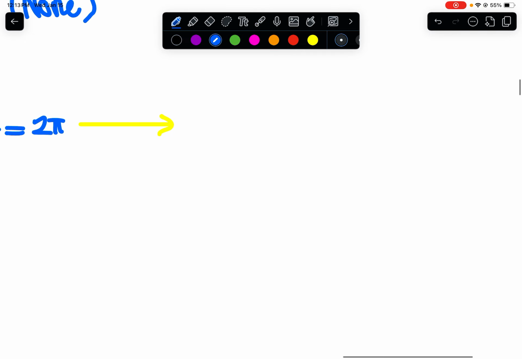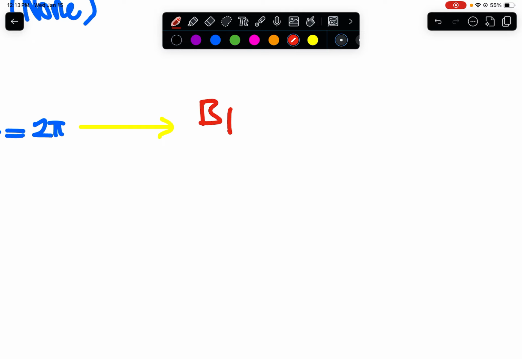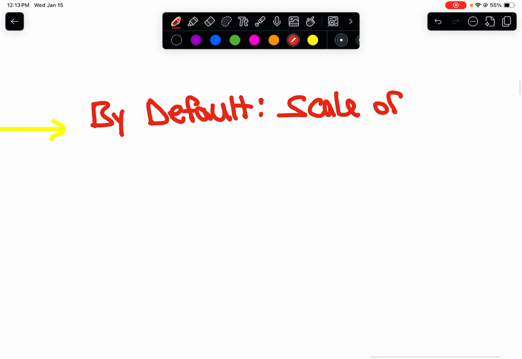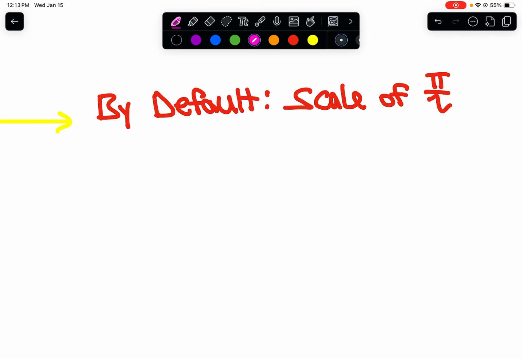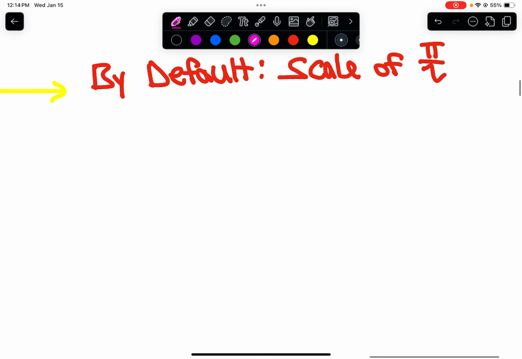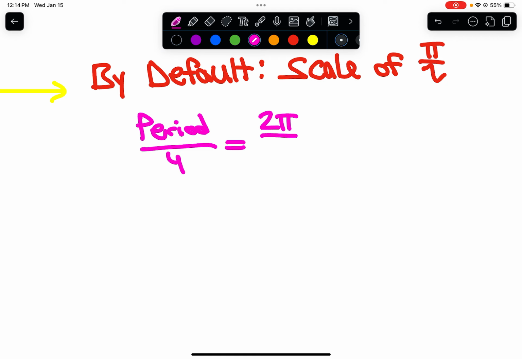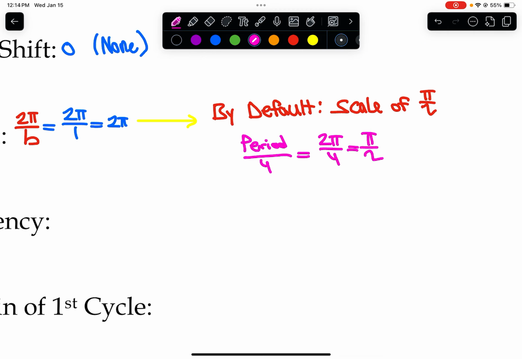So for your scale, by default, I recommend using a scale of just pi over 2. That's what a majority of your graphs are going to follow. However, if you get a really big period or a really small period, the scale is going to be the period length divided by 4. In this case, we have a period of 2 pi. If I divide it by 4, that still gives us a scale of pi over 2. So regardless, I'm going to do the scale of pi over 2.